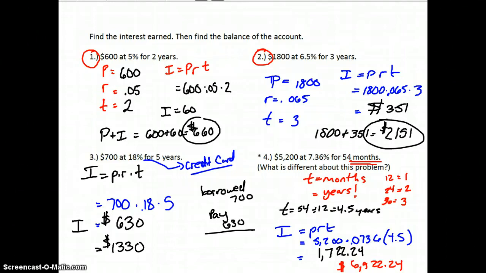You could even do it in days. Technically, they could say, how much is it for 180 days? You could take 180 and divide it by 365.